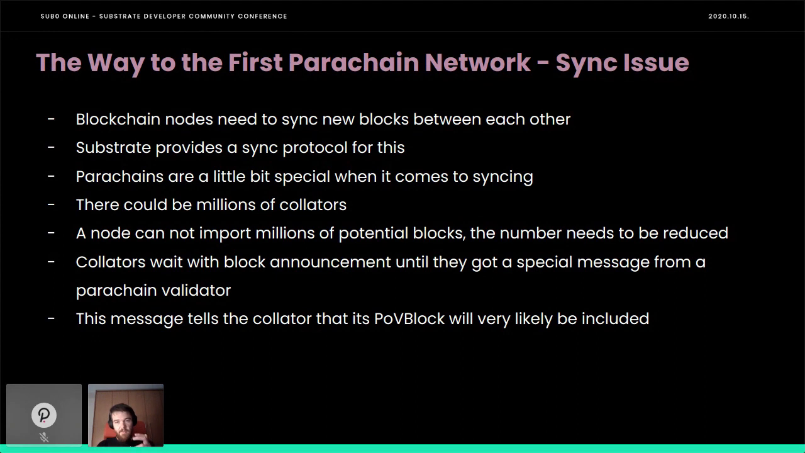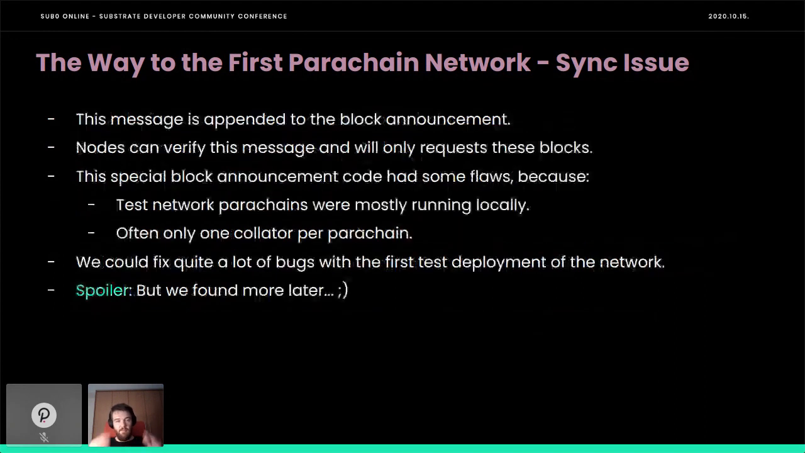Then the collator takes this message, appends it to the block announcement, and sends it to the network. The other nodes can verify this message because the message itself is signed by the Parachain validator. And if it is okay with it, it requests the block and imports it.